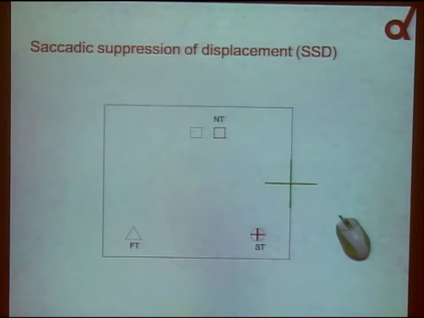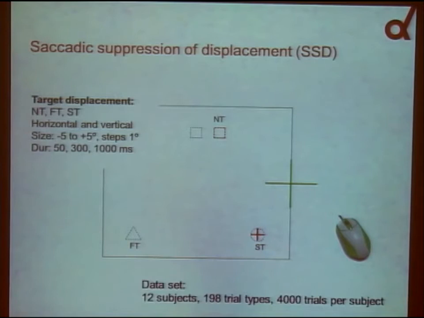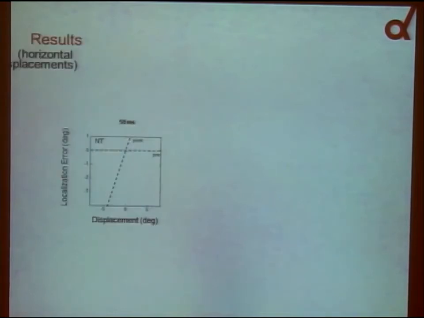And we tested that mixture model in this paradigm. We had horizontal displacements of the objects and vertical displacements of the objects. We shifted all objects, the triangle, the circle, the non-target, with different sizes of displacement. And the post-saccadic visual feedback was presented for different amounts of time: sometimes 50 milliseconds, sometimes 300 milliseconds, and sometimes a second. So that's the paradigm, where we tested many subjects, lots of work.